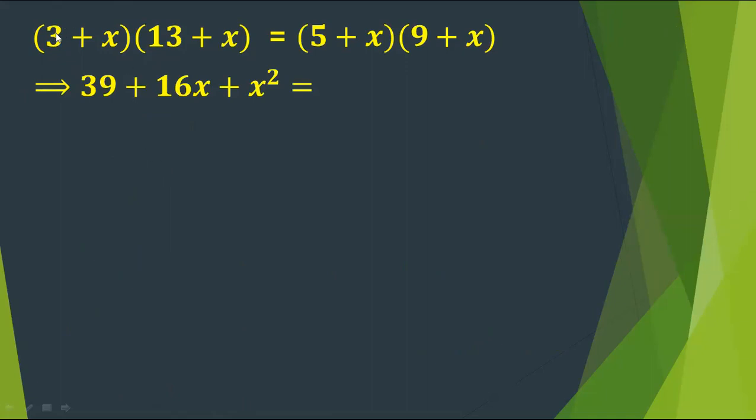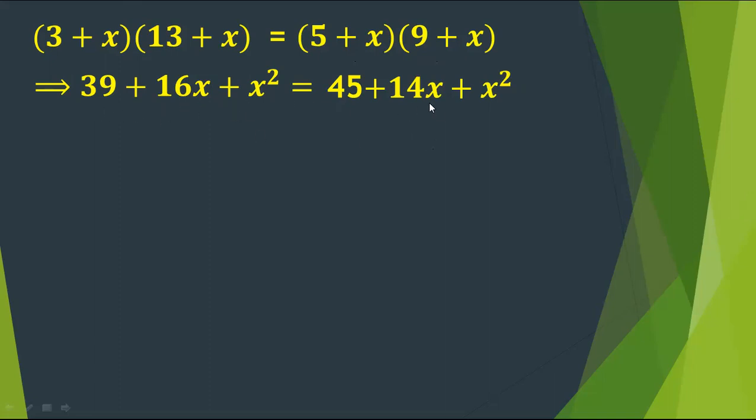It will be here 3 times 13, 39. x times x equals x power 2. Extremes here, 3 times x equals 3x, and 13 times x equals 13x. 3 plus 13 equals 16x. Also here, 5 times 9 equals 45. x times x equals x power 2. Extremes 5x, means 9x, plus equals 14x.